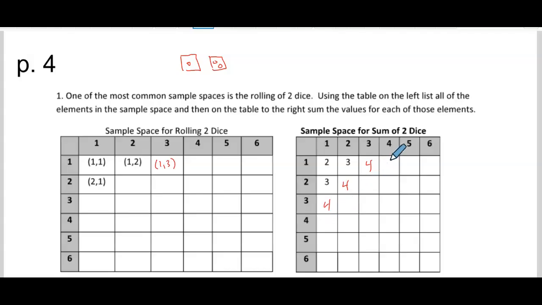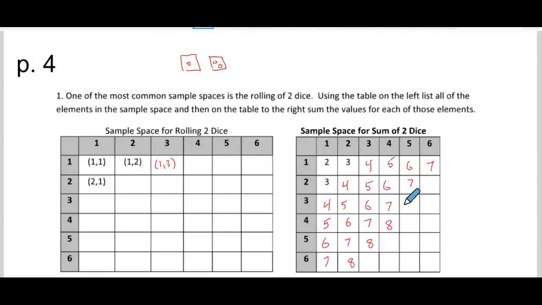There are 4 ways to roll a total of 5. You could do 1 and 4, 2 and 3, 3 and 2, 4 and 1. If you keep on filling in this table, you're going to see there are more ways to get the numbers as we go. All of these are 7s, but then it's going to come back, right? So if I roll a 6 and a 2, I get 8. If I roll a 5 and a 3, I get 8.